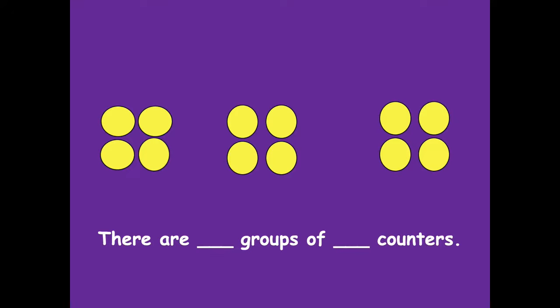Okay, so I want you to pause the video. I want you to complete this statement and then click play when you're ready for the next step. All right, friends, so we should say there are 3 groups of 4 counters. Is that what you guys came up with too?